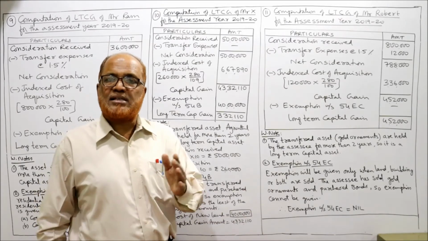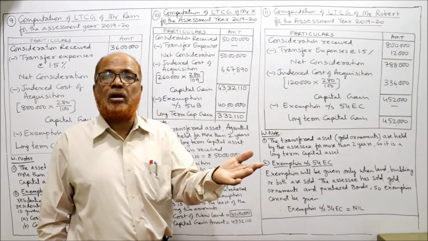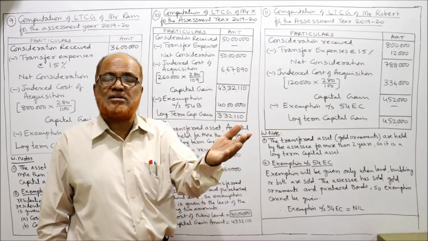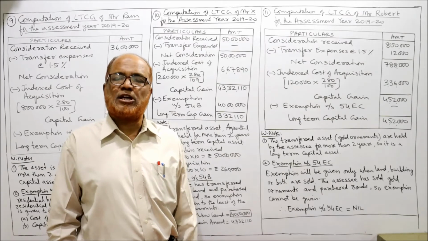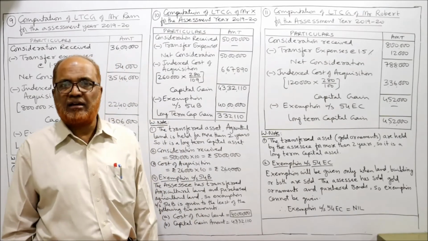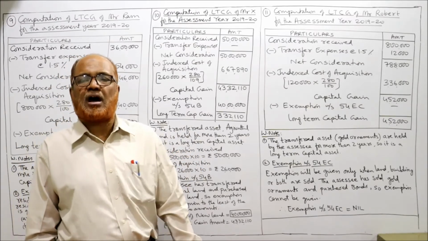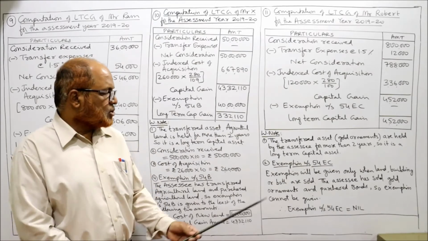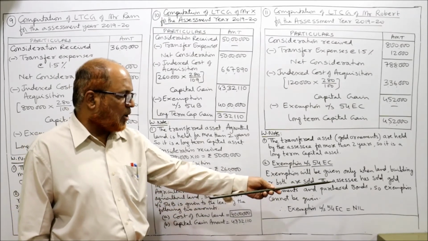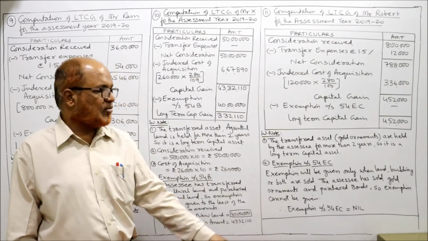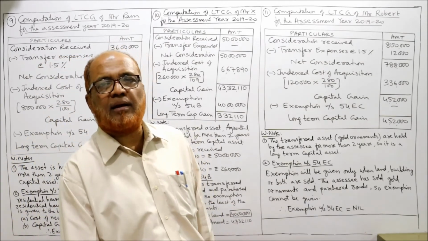In our present problem, the assessee has not sold the land, building or both. He has sold the gold ornaments and invested in securities. Exemption will not be given. The exemption under section 54 EC will be nil. अगर लैंड, बिल्डिंग और बोथ अगर इसमें से कोई चीज बेचता और इन्वेस्ट करता तो उसको एग्जम्पशन मिलता था, अब उसको नहीं मिलेगा. So here exemption will be given only when land, building or both are sold. The assessee has sold gold ornaments and purchased bonds, so exemption cannot be given. Exemption under section 54 EC is nil. That's all. So this is the end of problem number 11.